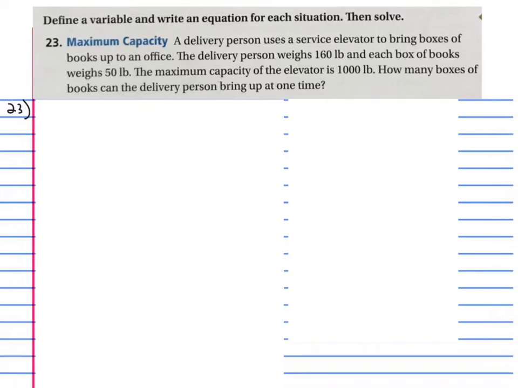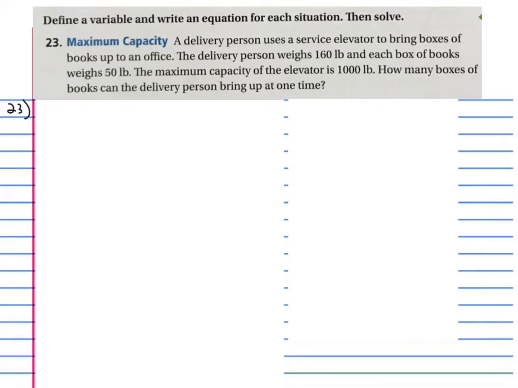And here's a good example. Okay, maximum capacity. You should know that elevators can only hold up to a certain amount, and you can't exceed that amount. You don't want to crash the elevator. So a delivery person uses a service elevator to bring boxes of books up to an office. The delivery person weighs 160 pounds, and each box of books weighs 50 pounds. Now, the maximum capacity of the elevator is 1,000 pounds. How many boxes of books can the delivery person bring up at one time?